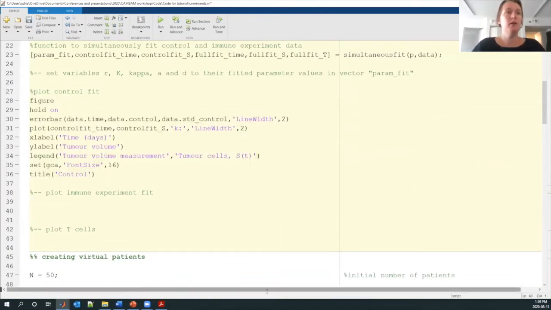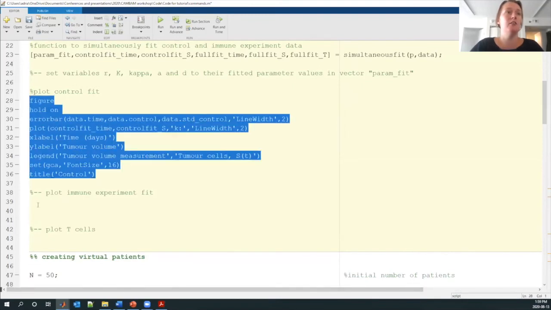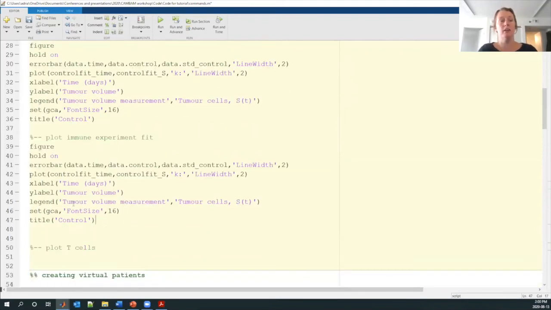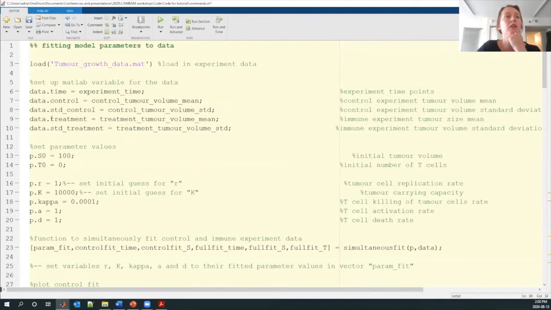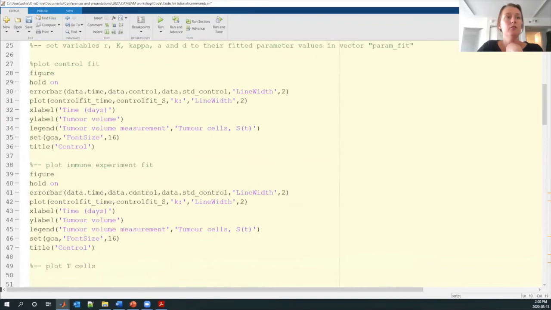But for our second plot of data. What we had here was the time and the control data, but we're also interested in the treatment data. Remember, there were two data sets, a control and a treatment, and we fit both of those to the submodels. So now we want to plot data.treatment and data.standard treatment, replacing the control down here with data.treatment and data.standard treatment.